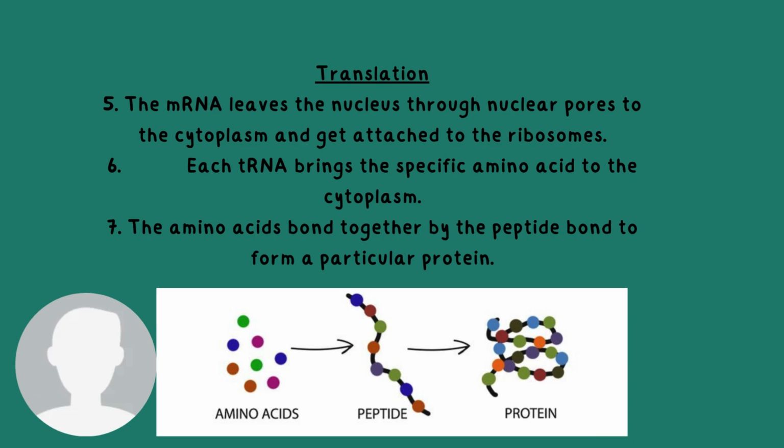Each tRNA brings a specific amino acid to the cytoplasm. Then those amino acids get bonded together by the peptide bond. That's how the translation occurs. As you see here in that picture, these amino acids are scattered, then there's a peptide bond that links them together to form a protein.